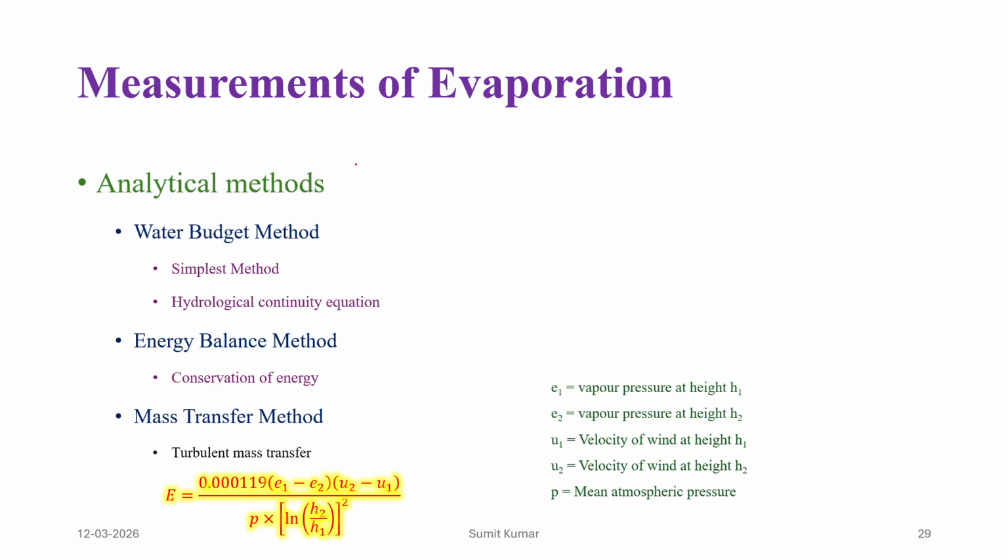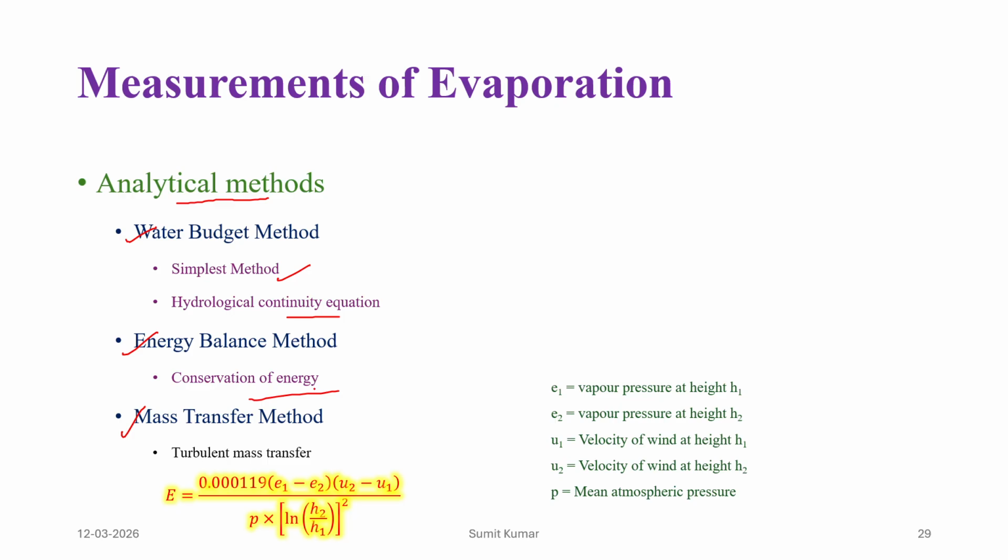Another method to measure evaporation is the analytical method, in which the water budget equation, energy balance method, and mass transfer method are important. The water budget method is the simplest of these three analytical methods. It involves writing the hydrological continuity equation for the lake and determining the evaporation. The energy budget method is an application of the law of conservation of energy.